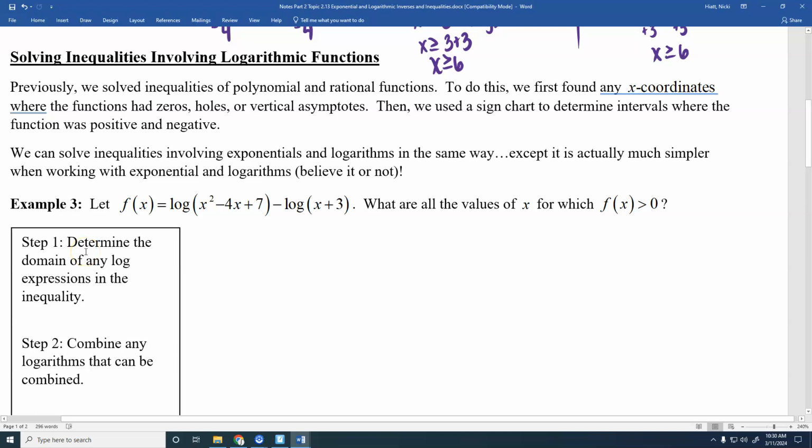it says here, previously we solved inequalities of polynomial and rational functions. To do this, we first found any x-coordinates where the functions had zeros, holes, or vertical asymptotes. Then we used the sign chart to determine intervals where the function was positive and negative. We can solve inequalities involving exponentials and logarithms in the same way, except it's much simpler when working with exponentials and logs, believe it or not.